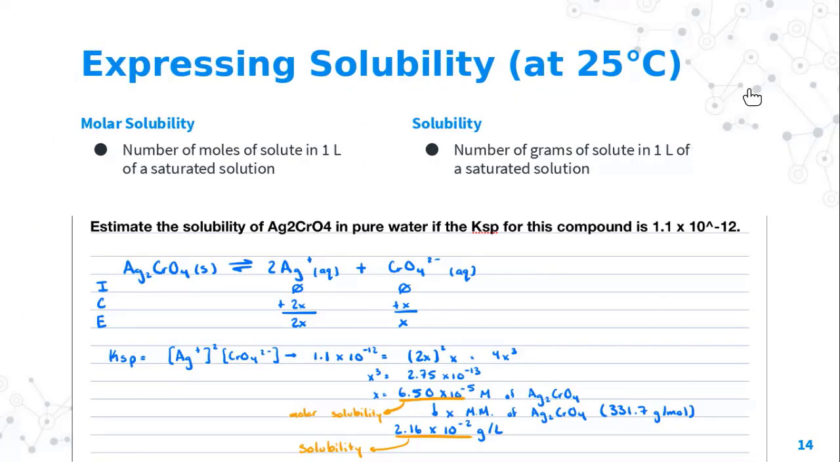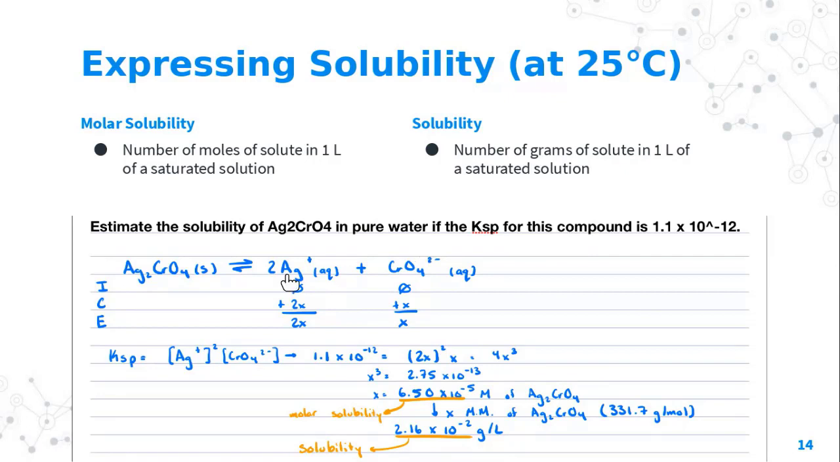Okay, so there's two types of solubility that the book mentions. There's molar solubility and there's just solubility. Molar solubility is basically the number of moles of solute in 1 liter of a saturated solution, versus solubility, which is the number of grams. So that's where they differ, moles and grams. Still 1 liter of saturated solution.